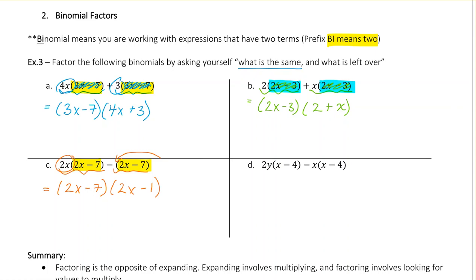And finally, for the last one here, what do you have that's common? x minus 4, x minus 4. If you get rid of that, what is left over? 2y minus x. Okay, that is your first experience with common factoring. Make sure you do the questions for this section because it's very important to understand common factoring before you move forward into more complex scenarios.